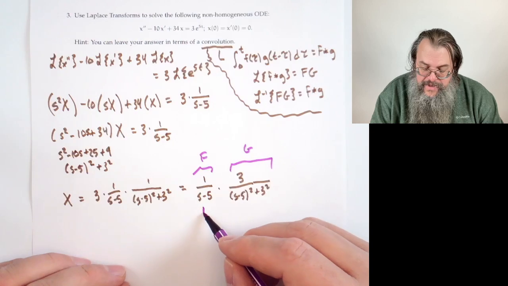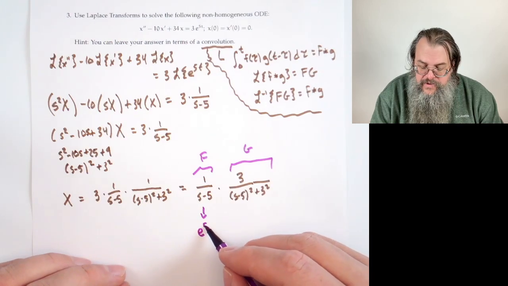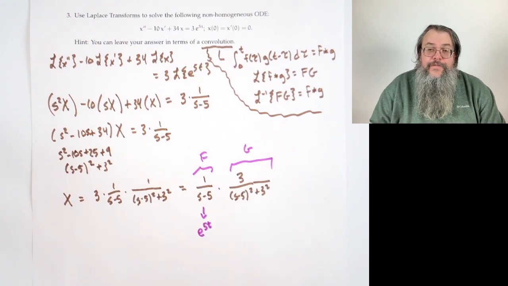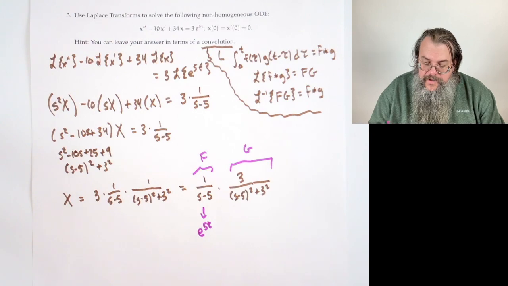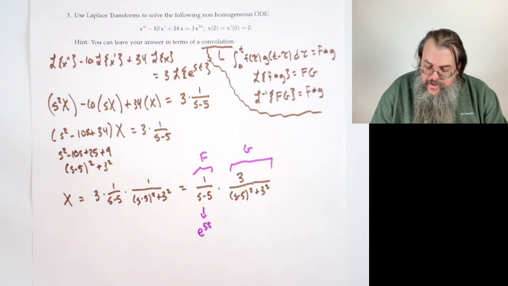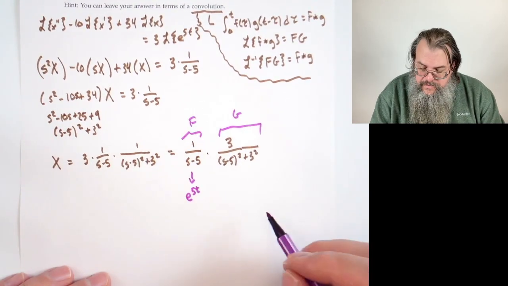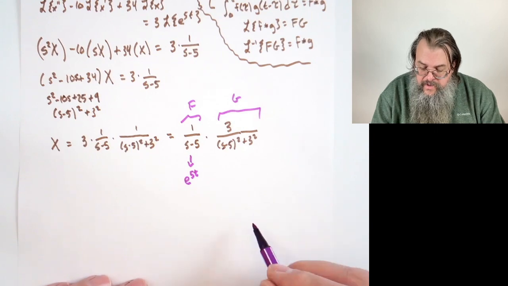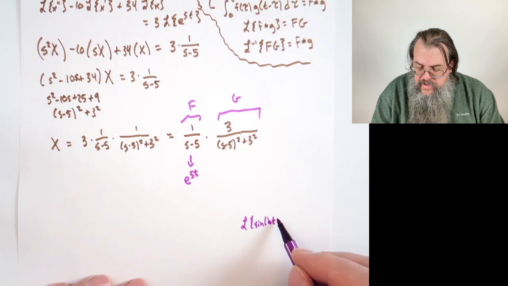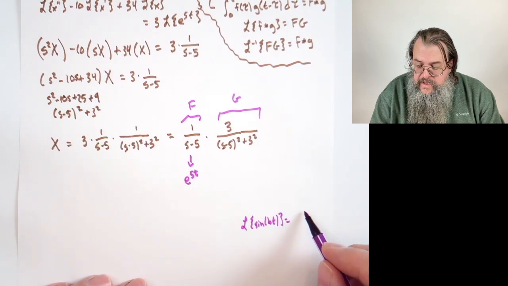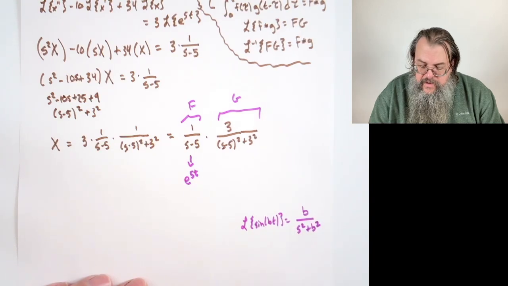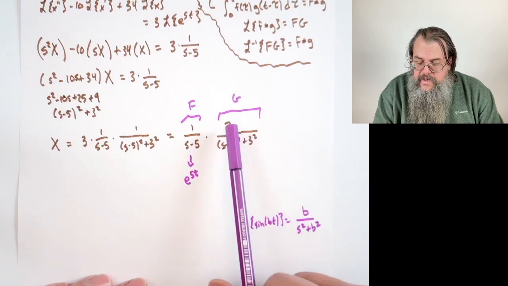Well, 1 over s minus 5, that's pretty simple. That would be e to the 5t. What about 3 over s minus 5 squared plus 3 squared? Well, there are two rules being combined. The rules being combined, let's see if we can fit it down here in this corner: if you take the Laplace transform of sine of bt, that's equal to b over s squared plus b squared. So you'll see, s squared plus b squared, b on top.